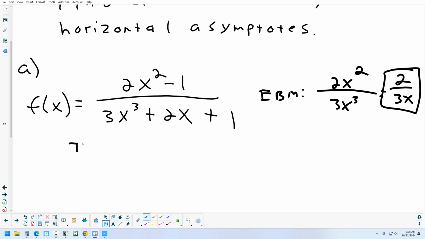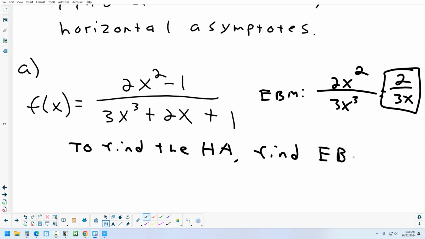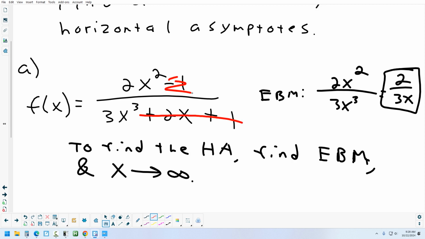So to find the horizontal asymptote, all you have to do is find the EBM, and in the EBM, let x approach infinity. That's all you have to do. Take the EBM and let the x get bigger and bigger and bigger in the EBM, and that'll tell you what your horizontal asymptote is. None of this stuff that I just crossed out in red makes any difference with the horizontal asymptote.